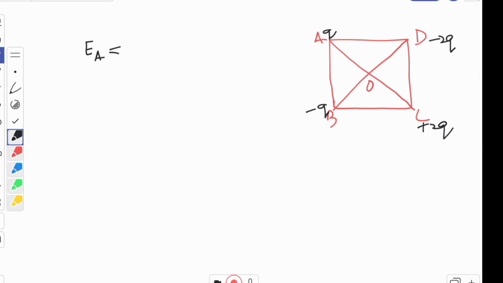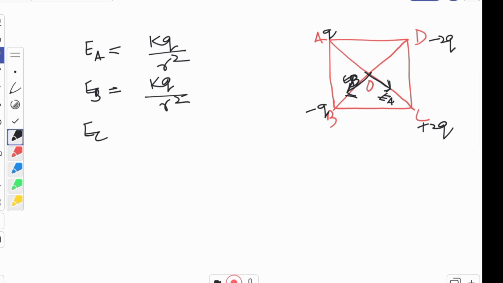So EA will be how much? EA, plus Q, so it will be away from the charge. So EA will be KQ by R square as per the formula since AO is R. Then EB. EB is negative, minus Q, so it will be towards the charge, like this. Okay. Clear children? So this is your EB. So EB will be how much? Same, KQ by R square.